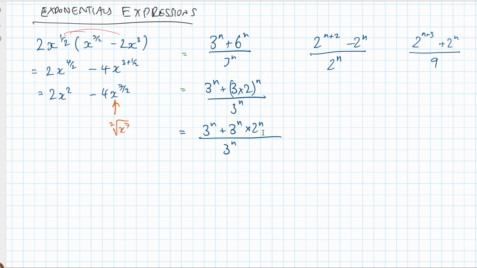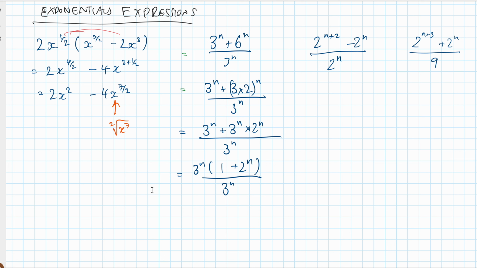Now we can see that there's a 3 to the n that's common in the top, the numerator, and a 3 to the n at the bottom. So we can factorize the 3 to the n out. What's left over? On 3 to the n. Now this is useful since we have a multiplier here, 3 on 3 to the n. We can cancel them out and we're left with 1 plus 2 to the n.